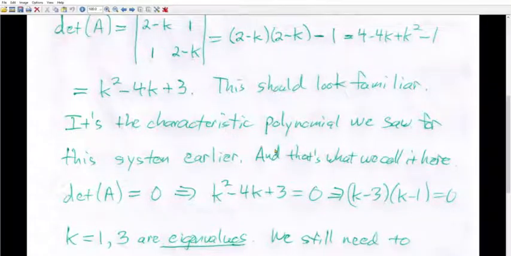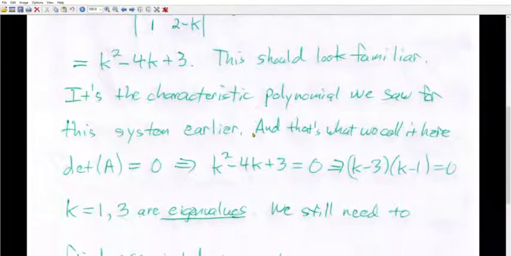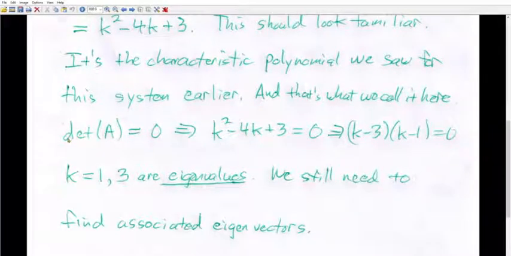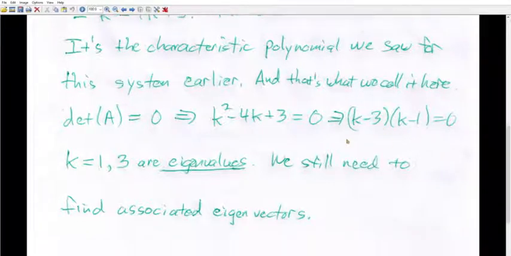And that's what we call it here. This particular determinant in the indeterminate K is called the characteristic polynomial. And since we need the determinant to be 0, we've got K squared minus 4K plus 3 equals 0. K minus 3 times K minus 1 equals 0. And that gives us 1 and 3. And those are the eigenvalues.